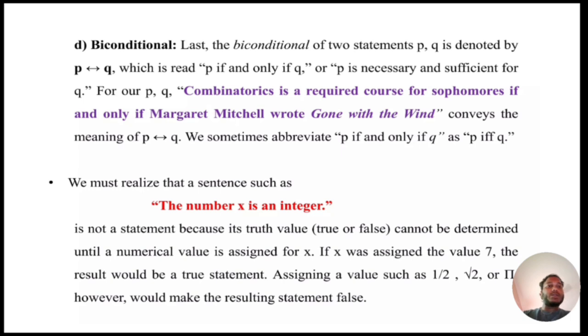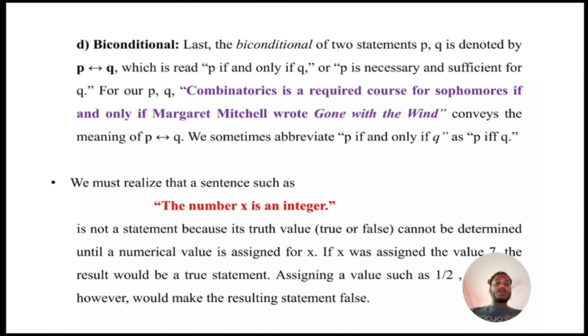Biconditional. The biconditional statement of P and Q is denoted by P ↔ Q, which is read as P if and only if Q, or P is necessary and sufficient for Q. For example: combinatorics is required if and only if it is a course for sophomores. The meaning of P ↔ Q we sometimes abbreviate as P if and only if Q, and P iff Q.